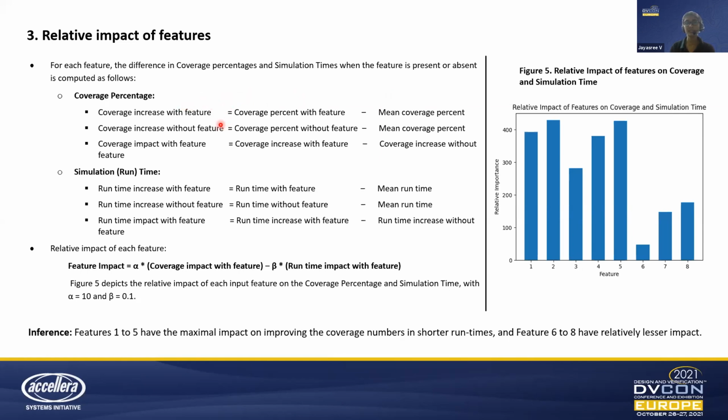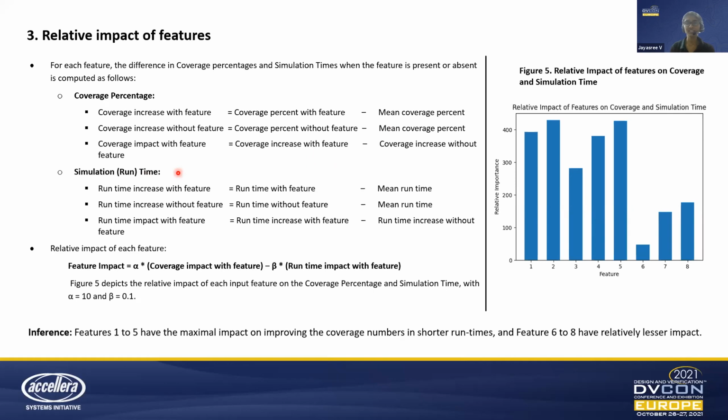Similarly, we take the subset of test cases that do not include the feature, and for each test in the subset, we compute the difference between the coverage percentage and the mean coverage percentage, and the mean of all these values provides the coverage increase without the feature. The impact of the feature on coverage can be computed as the difference between the coverage increase with the feature and the coverage increase without the feature.